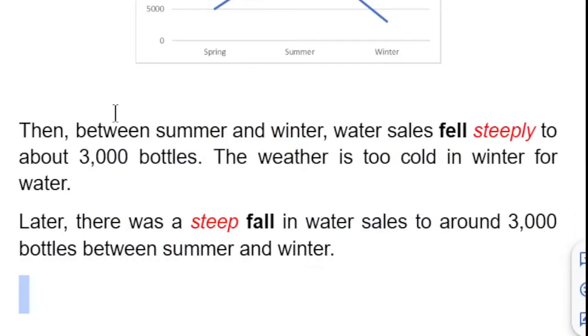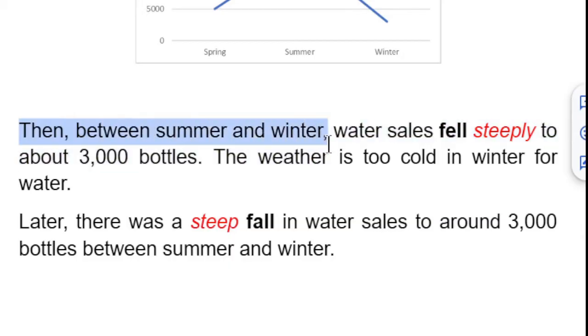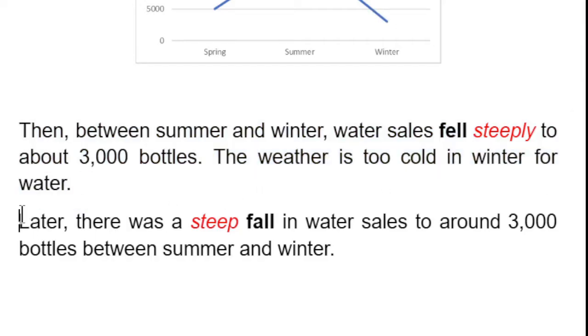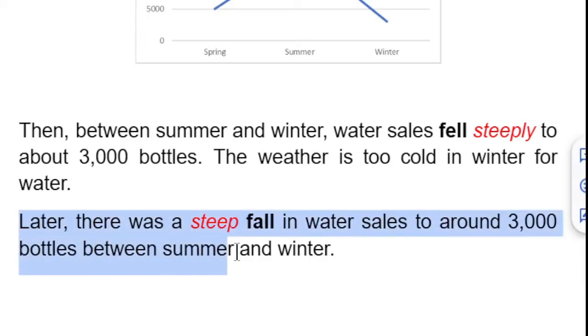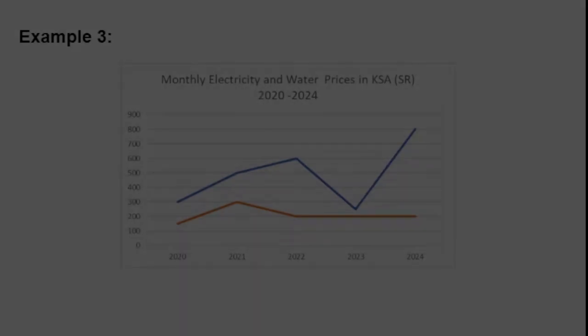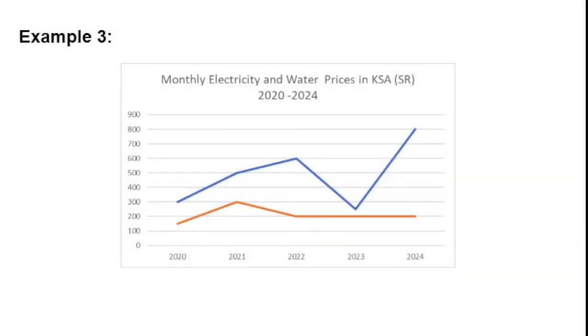Looking at the two sentences one more time. Then, between summer and winter, water sales fell steeply to about 3,000 bottles. And here you can see from there to there. The weather was too cold in winter for water. Or we can say, this is the same information. Later, there was a steep fall in water sales to around 3,000 bottles between summer and winter. The information is the same. It's just the way of expressing it is different, using two different expressions for the same information from the chart. Now try the exercise, write with me, and let's see if we agree.